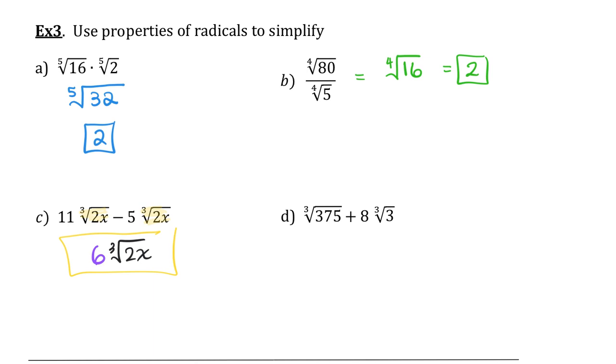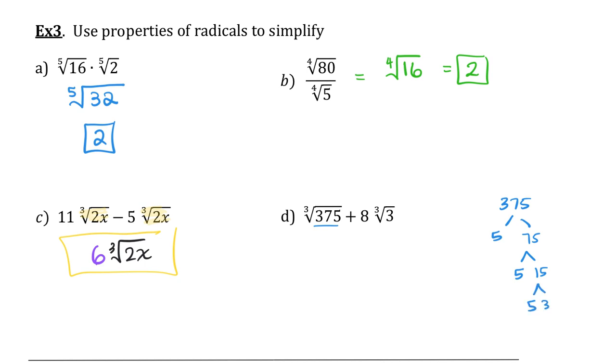Okay, D, 3rd root of 375 plus 8 times the 3rd root of 3. Are they like terms? They don't look like it, but that 375 is so big, it probably simplifies. Okay, since it ends in a 5, I'm going to do 5. You can start out with any combination that works, but since it ends in 5, I start with that, 75. Okay, 75 is 25 and 3, or it ends in a 5. You could do 5 again if you can't think of a number. Okay, 15 is 5 and 3.